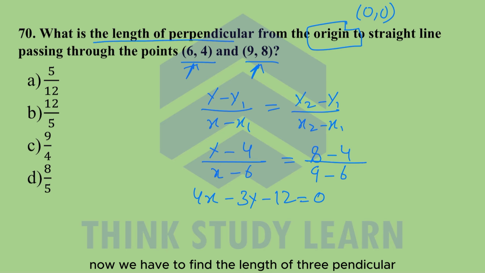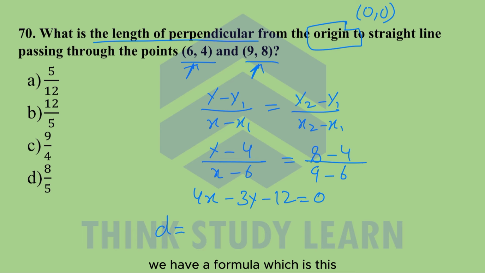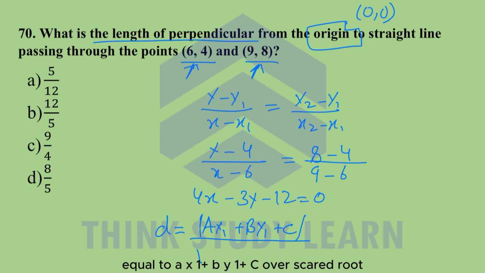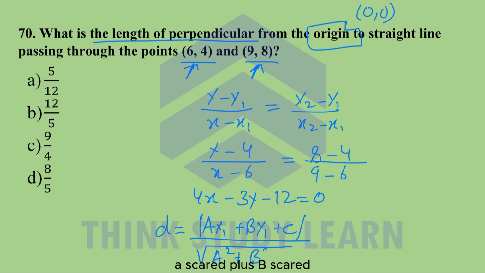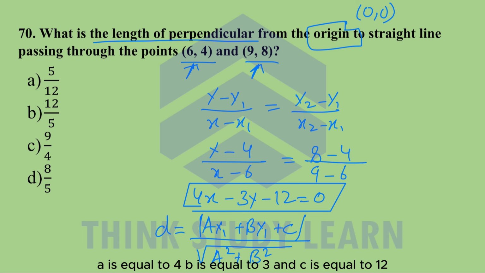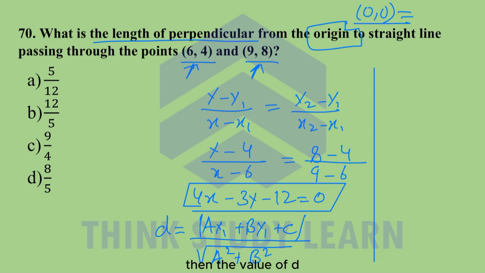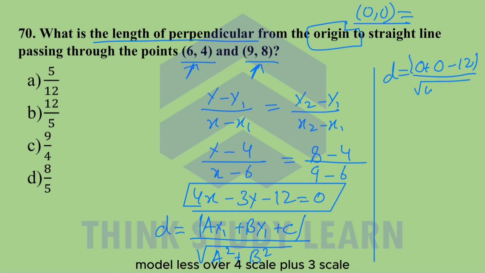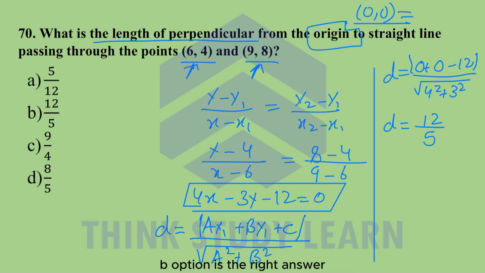Now we have to find the length of perpendicular. We have a formula which is d is equal to ax1 plus by1 plus c over square root a square plus b square. We have the values of a and b from this equation. A is equal to 4, b is equal to 3 and c is equal to 12, and x1 and y1 is this point 0 and 0 because the point given to us is origin. Then the value of d, we have to find the length. 0 plus 0 minus 12 modulus over 4 square plus 3 square, that will be equal to 12 by 5. B option is the right answer.